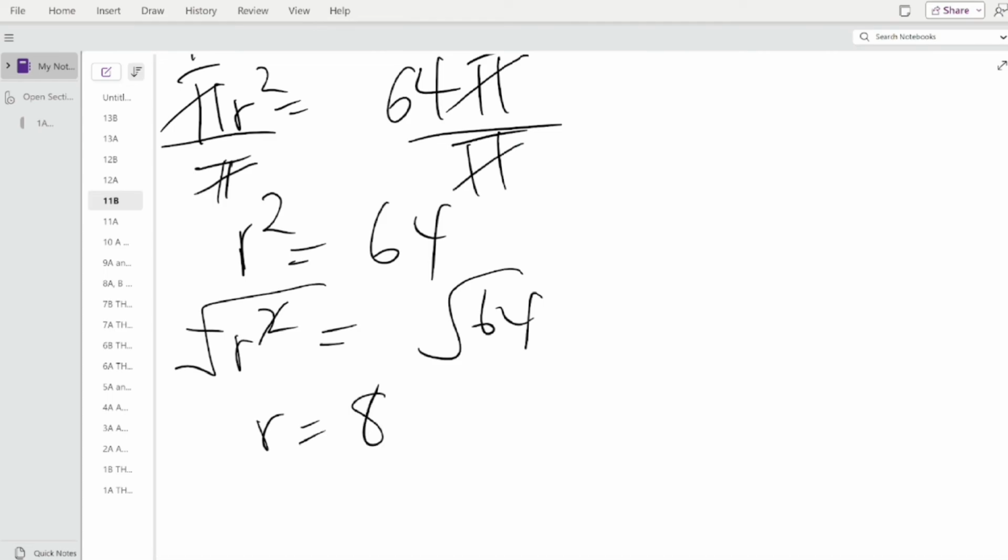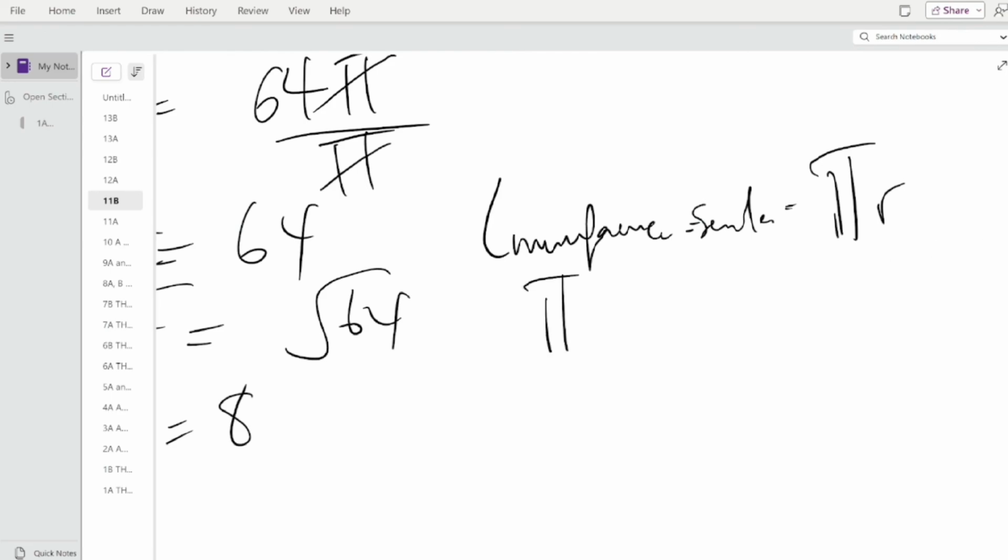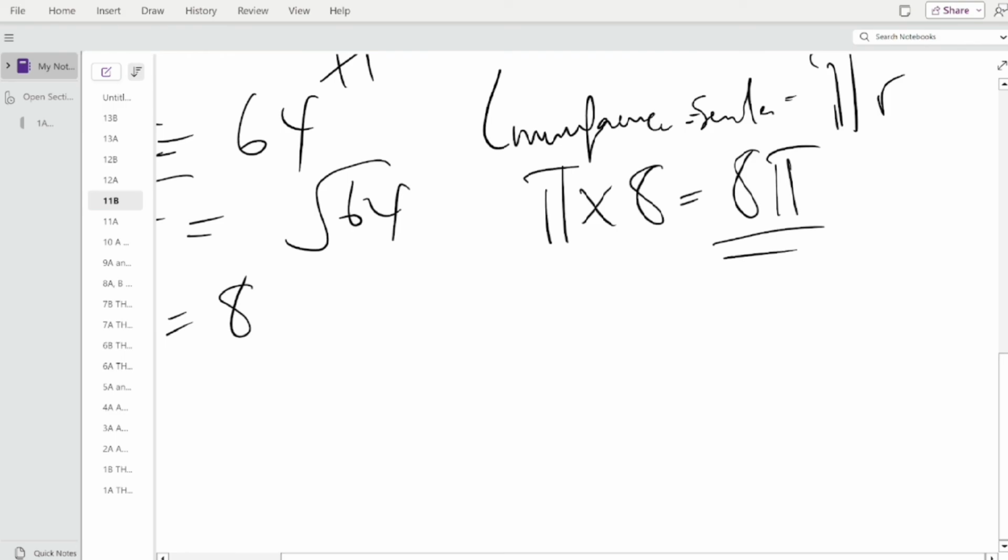Our radius is 8. And like I said earlier, we know the circumference of a semicircle is pi r. And they said they want our answer with the pi. They don't want to change it. So for this, since we know our radius is 8, it will now be pi times 8, which is going to be 8 pi centimeters.